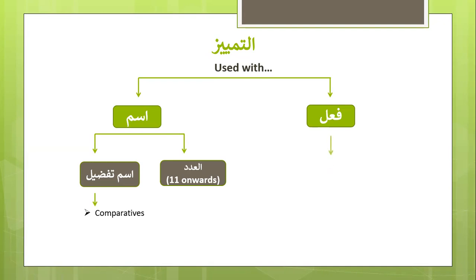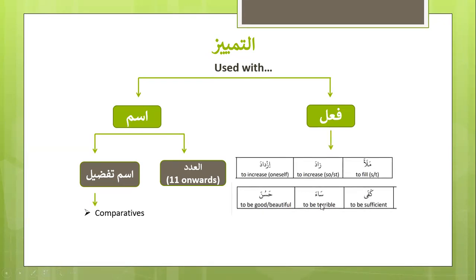And fi'l, simply, these are the six fi'ls which are vague in themselves. So, for example, if you say Allama, he taught, that's perfectly fine. I mean, it's giving detail that he taught. But mala'a means he filled. Now, that is not a complete sentence. He filled what? Zada, to increase, he increased. He increased what? He increased your pay, he increased your knowledge, something like that.